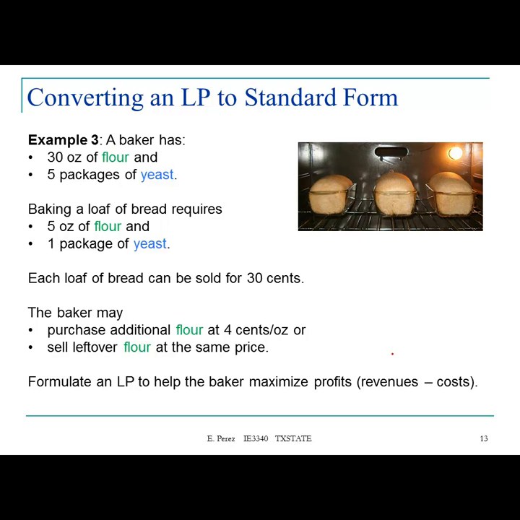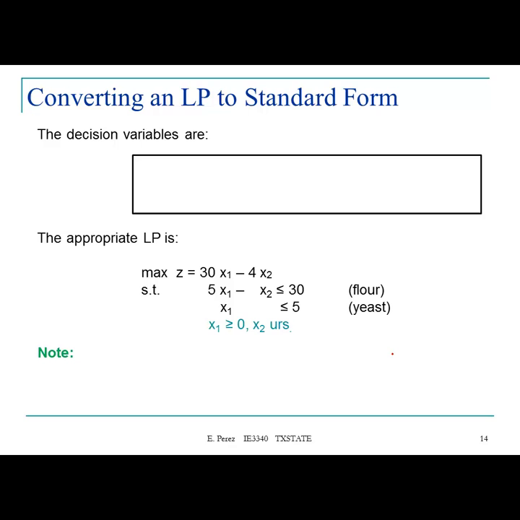Okay, so we're going to formulate this problem. Anyone have an idea of what decisions need to be made in this problem? What are our decision variables? Yes, you have the number of ounces of flour that you're going to buy or you're going to sell, and you also have another decision variable.